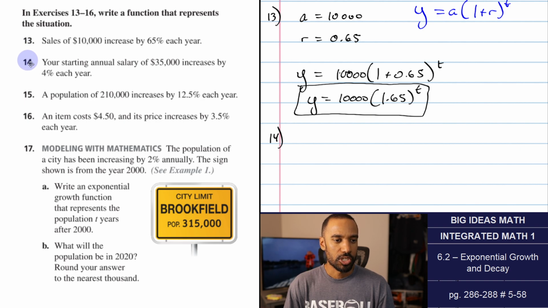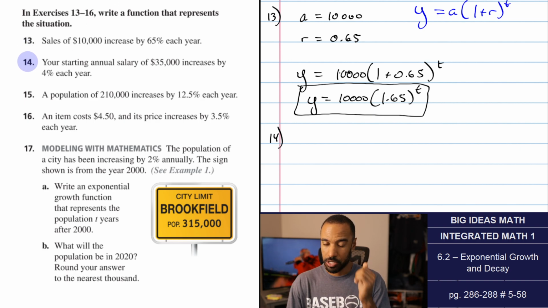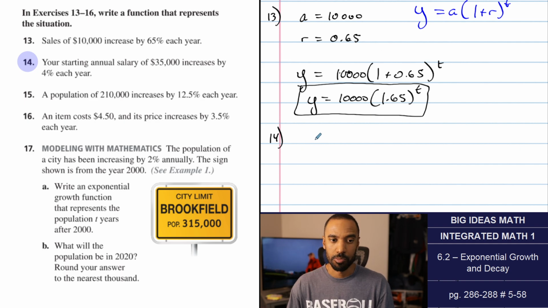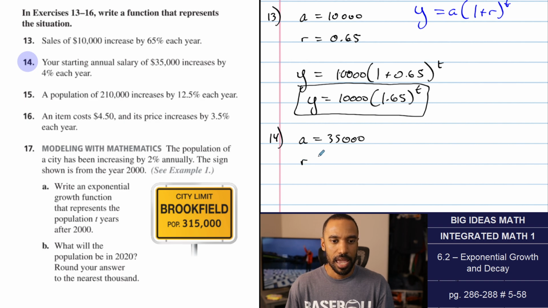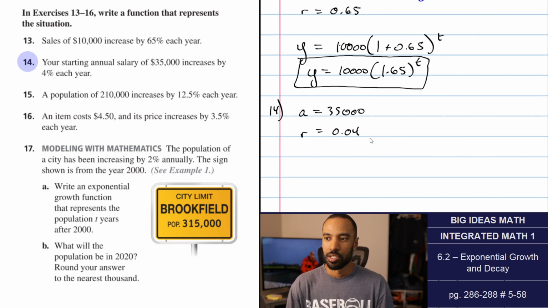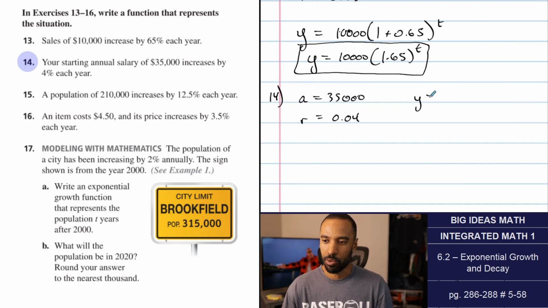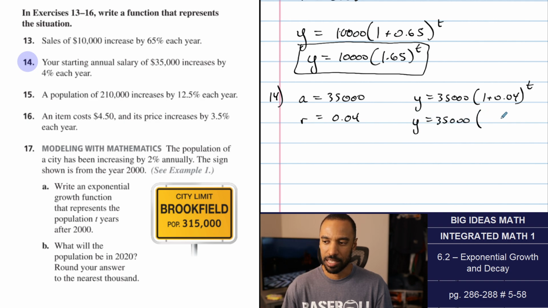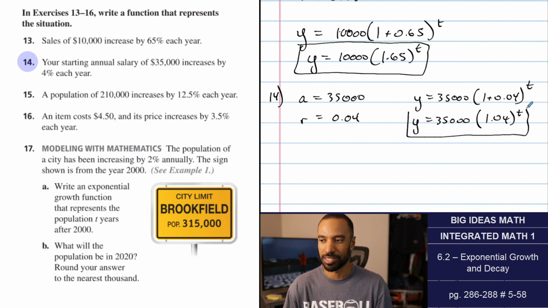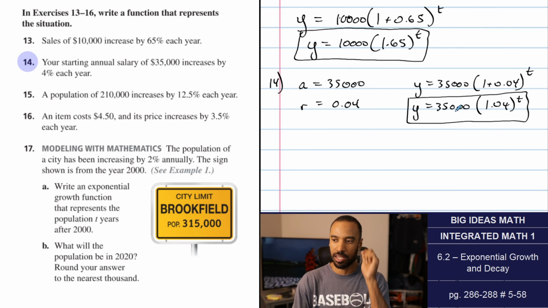Number 14. Your starting annual salary of $35,000 increases by 4% each year. That's a small salary to begin with. But A is $35,000. Increases by 4% each year. That's an R of not 0.4, but 0.04. So this equation will become y equals 35,000 times 1 plus 0.04 to the t power. Yeah, don't forget that t. That's what makes this thing grow over time. Otherwise, you're just doing a 4% increase once, not over any number of t years.